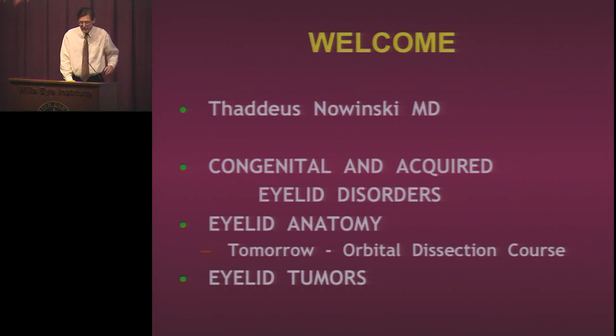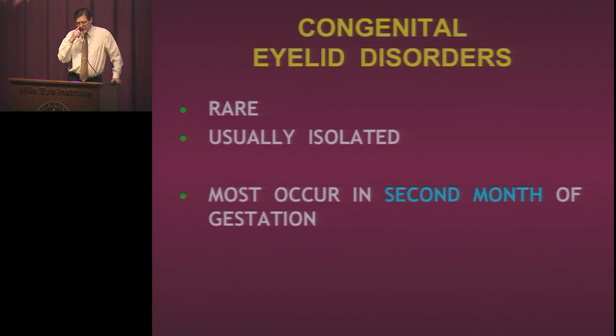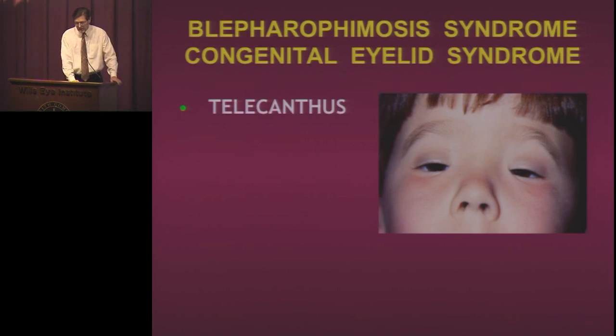So let's talk a little bit about congenital and acquired eyelid disorders. As you know, they're rare. We hardly see them here at all. They're usually isolated with no other facial or systemic problems. And like most congenital disorders, it happens in the second month of gestation, either due to failure of fusion or arrested development. So by far, the most common congenital eyelid problem that we see is blepharophimosis. So I'm going to talk a little bit about that.